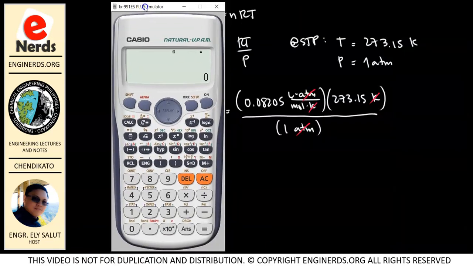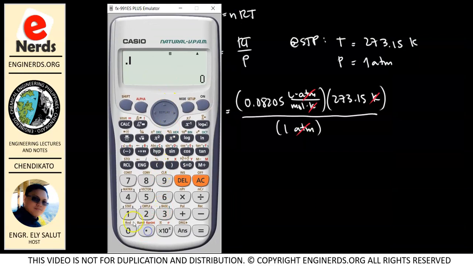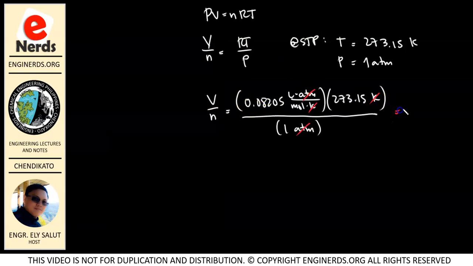We have 0.08205 times 273.15 divided by 1. Okay, so we have 22.4. Sorry, I'll have to use white. So this is 22.4 liter per mole. Okay?